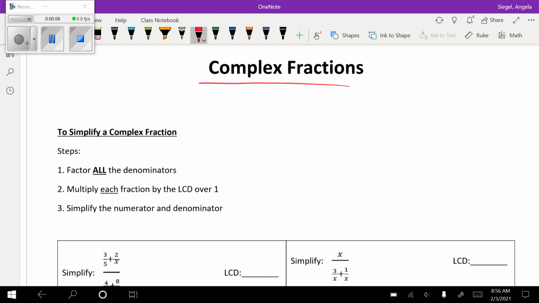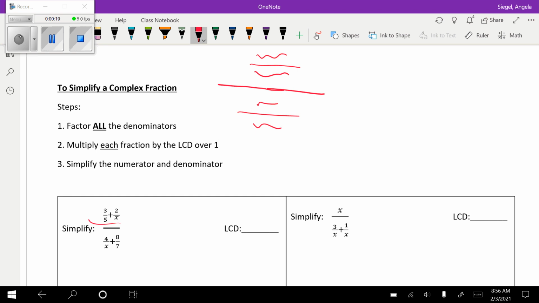A complex fraction is a fraction or fractions within a fraction. So if I have a fraction on top divided by a fraction on bottom, that's a complex fraction. But also something like these, where you have two fractions being added or subtracted together, that is also a complex fraction. Complex fractions are very complex and they have lots of stuff going on.